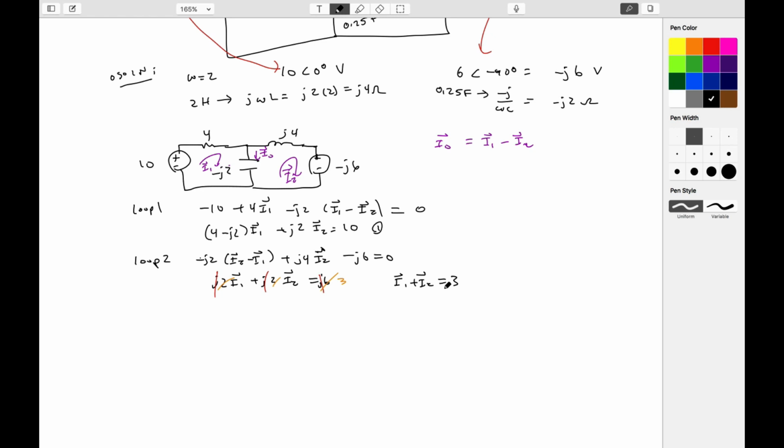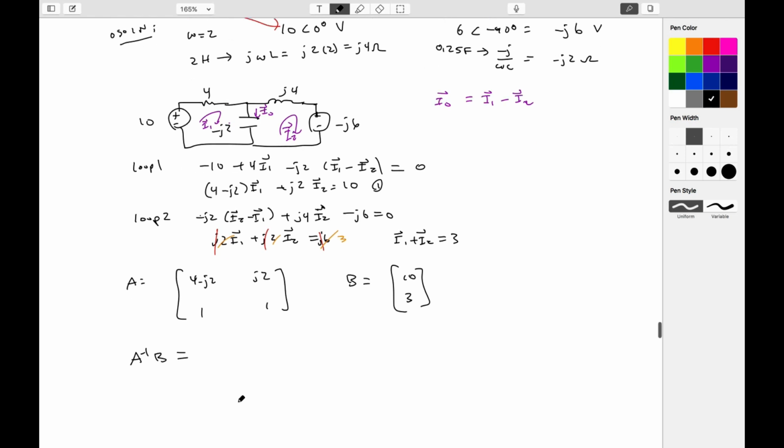All right, so then I could do this in matrix form. Let's say that I have A, which is equal to the following: 4 minus J2, J2, and this is 1 and 1. And then B is equal to 10 and 3. Then I can do A inverse B to find X.